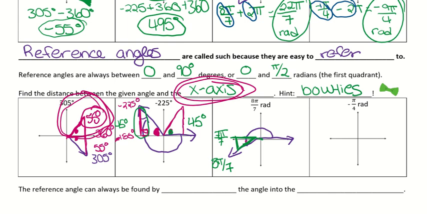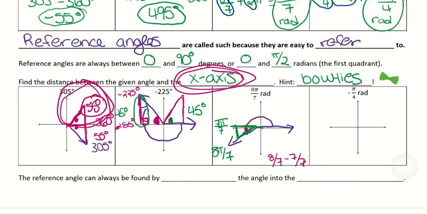What's that angle measure in radians? How far apart are they? 8 pi over 7 radians minus 7 pi over 7 radians. You can think 8 over 7 minus 7 over 7. It's 1 over 7. So this angle is pi over 7. So if we reflect that triangle up into the first quadrant, this is also going to be pi over 7 radians.